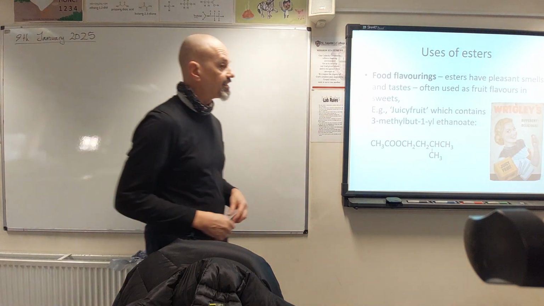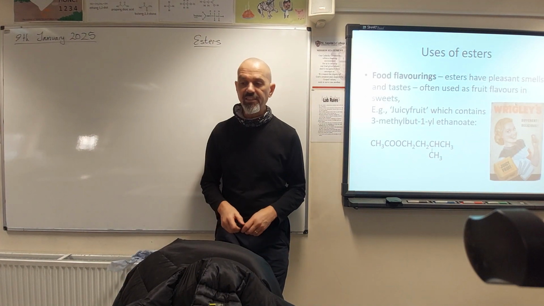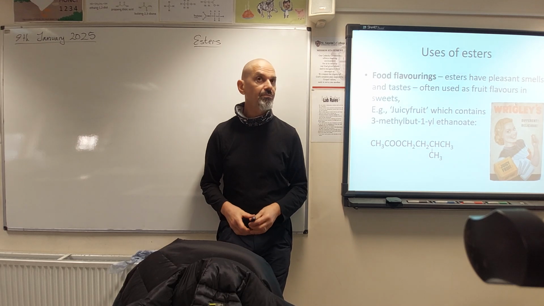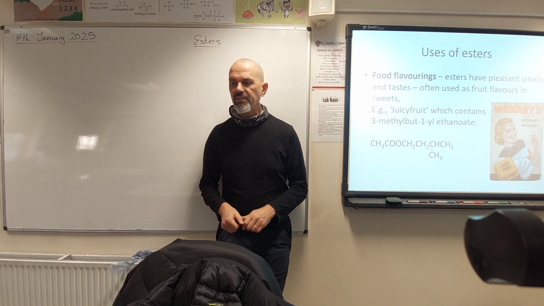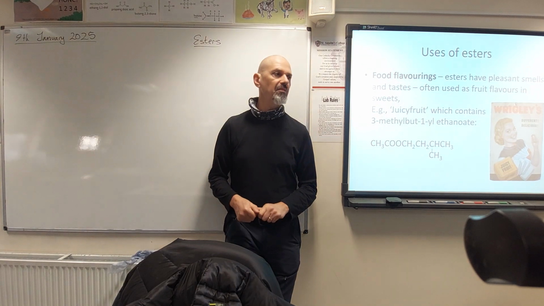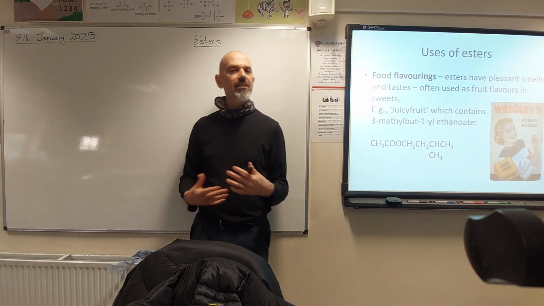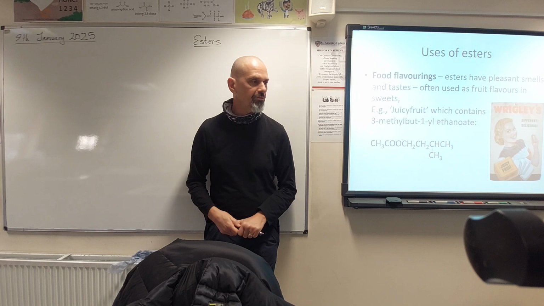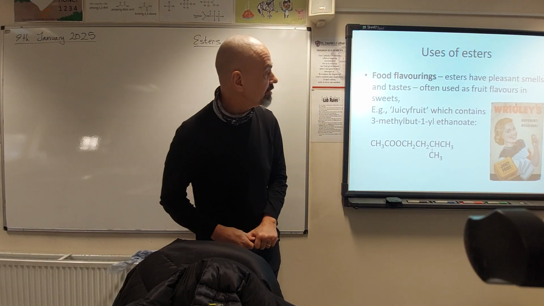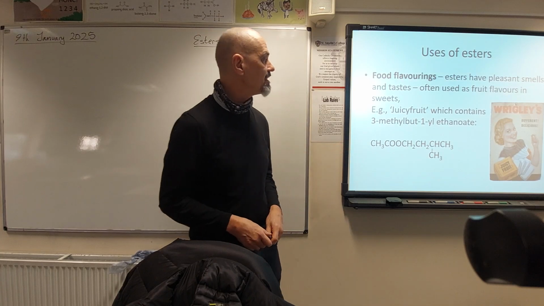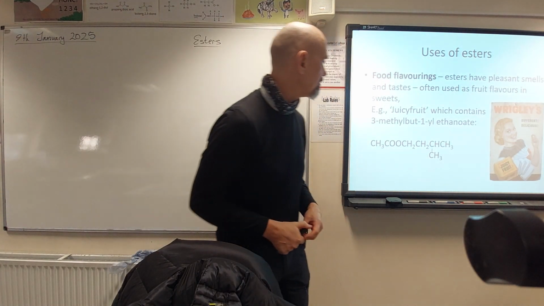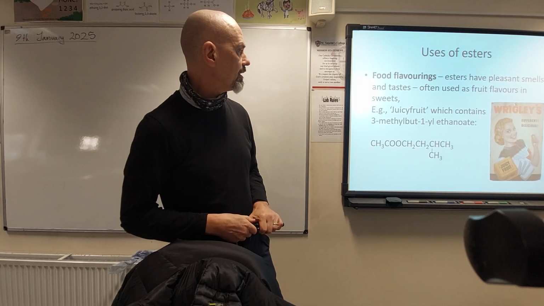Okay, so this is lesson 2 of carboxylic acids and their derivatives, and we are looking at esters and the uses of esters. When esters were first discovered in the 50s and 60s and started to be used, they were mainly used as perfumes and fruit flavorings. So we have a nice picture of Wrigley's delicious juicy fruit, which contained 3-methylbut-1-yl ethanoate. That molecule there.